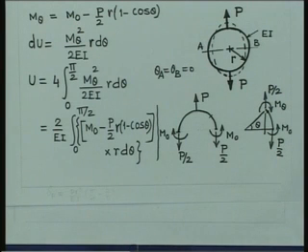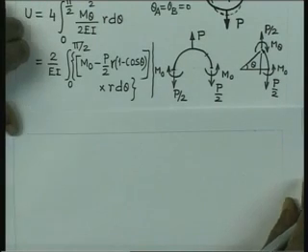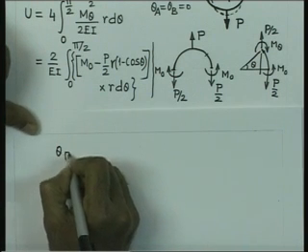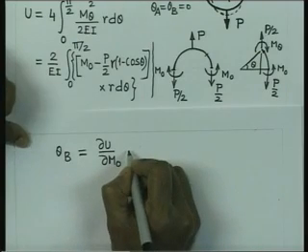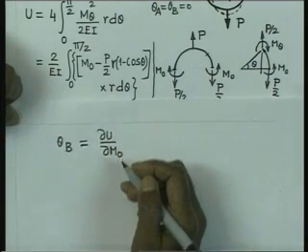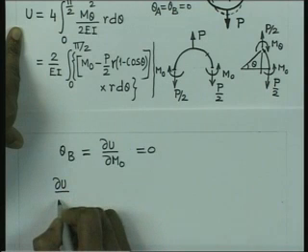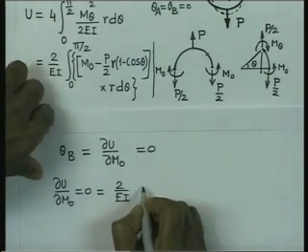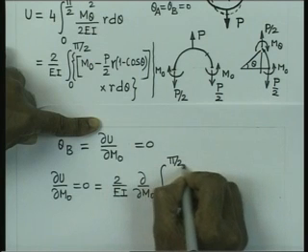If we are now considering the rotation at the point B or A, we can write that the rotation at the point B is given by theta B equal to delta U by delta M0. Since U is a function of both P and M0, we can write delta U by delta M0 by Castigliano's theorem. So, theta B equal to 0 gives delta U by delta M0 equal to 0, equal to 2 by EI delta by delta M0 of the integral 0 to pi by 2.